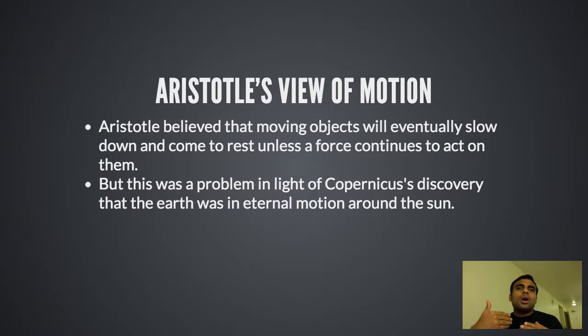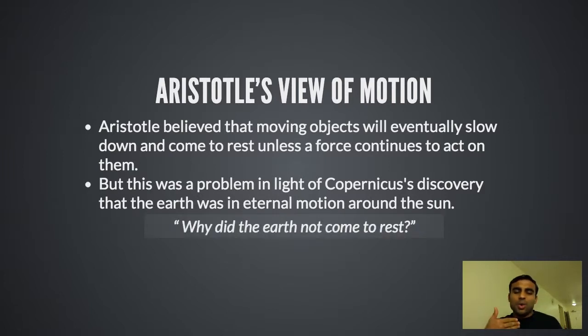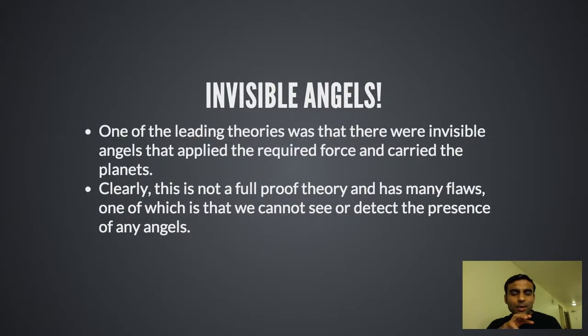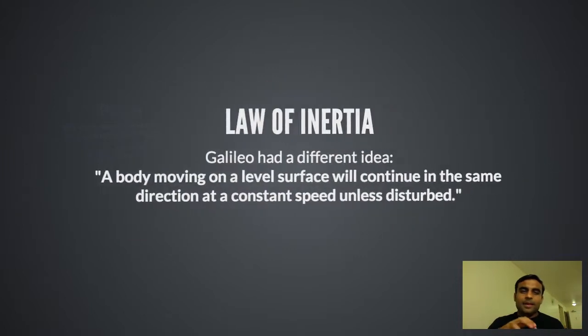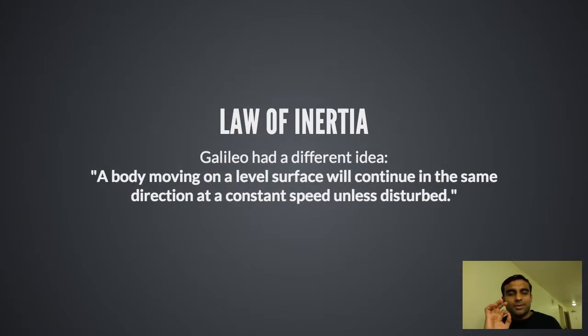I mean, how come the Earth did not stop? How come the Earth was in eternal motion around the Sun? One of the leading theories, believe it or not, was that there were angels who carried the Earth, and that they flew with the Earth and they applied the necessary force so that the Earth didn't stop. And clearly this is not a foolproof theory, because for one, I cannot see or detect the presence of those angels. Galileo had a very different idea, and it's a beautiful idea.